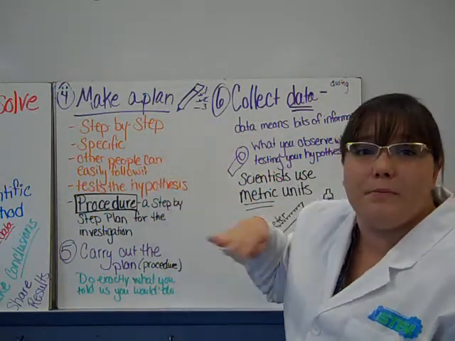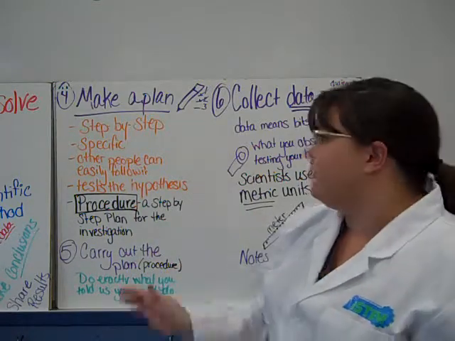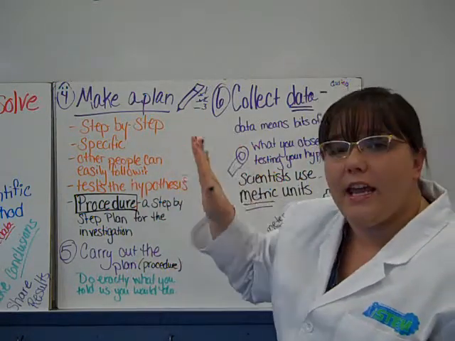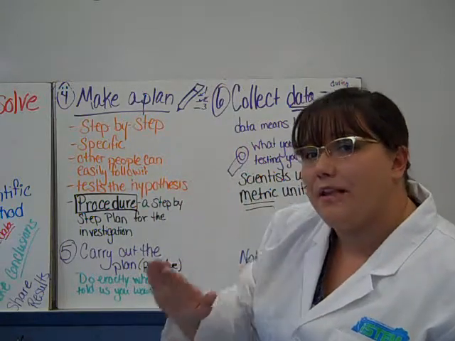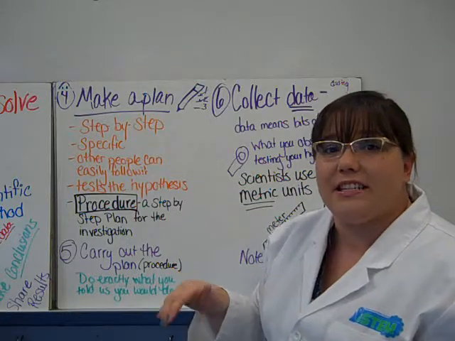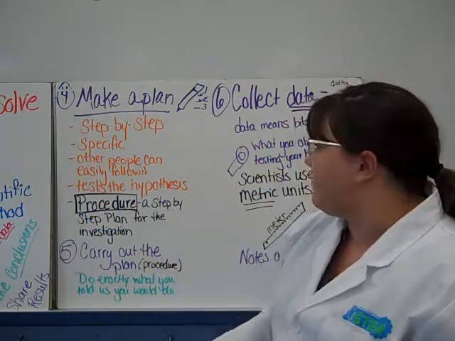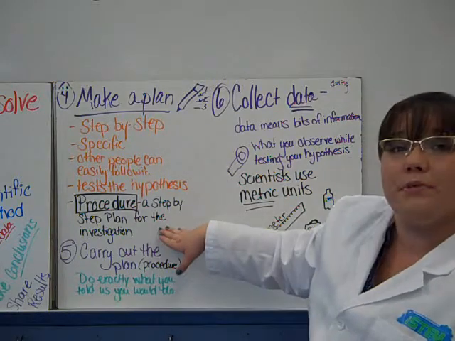It's so easy that other people can follow it. They don't have to say, hey, what is this? I don't understand what to do next. So if you're ever making your plan, you need to make sure that it is step by step and anyone can use it. It's what scientists use to test their hypothesis. And we're going to talk some more about exactly what a procedure should have. But your plan is also called a procedure.